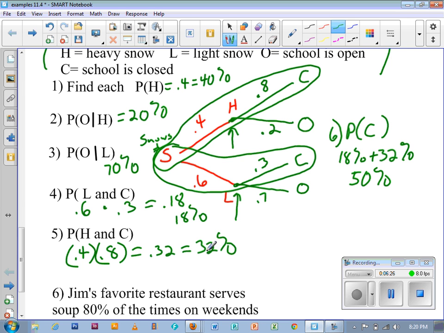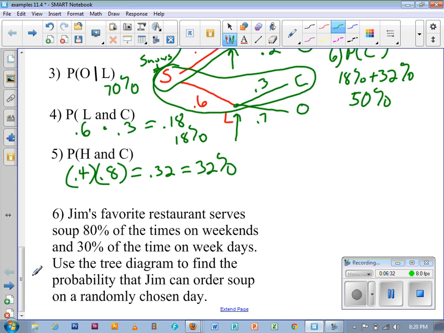Hopefully that went well for you. Now what I want you to do is number 6, create your own tree diagram this time. And it relates to Jim's favorite restaurants. So take time out and try and create a tree diagram and see if you can answer the question.